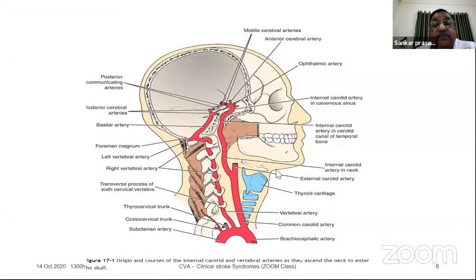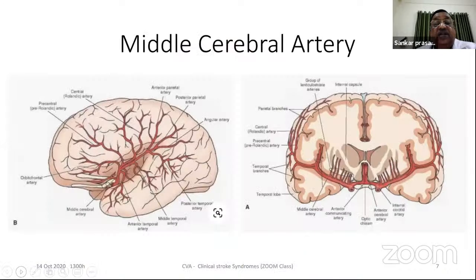This is the system of the vertebral artery, and this is the anterior circulation of the carotid system, where there may be a stenosis, which may result in low flow to the brain. The vertebral artery and basilar artery can get occluded, causing strokes, which we'll study in due course of the lecture.